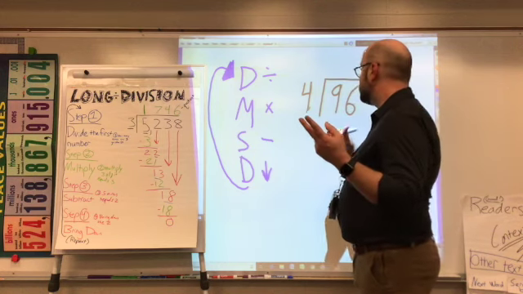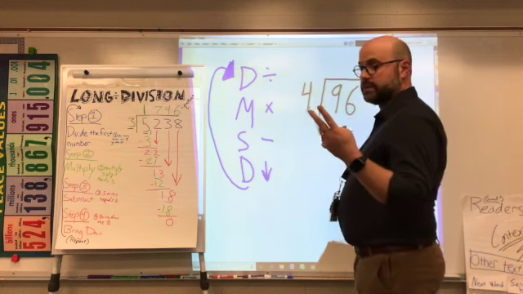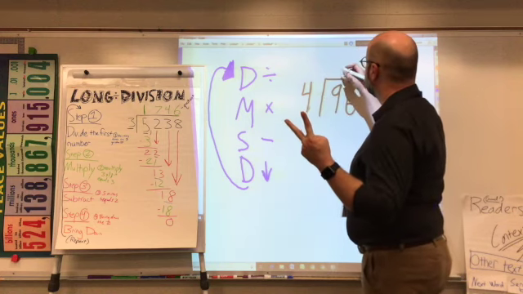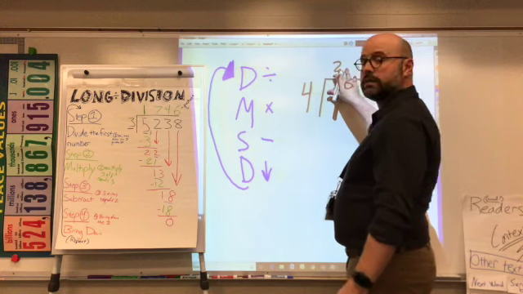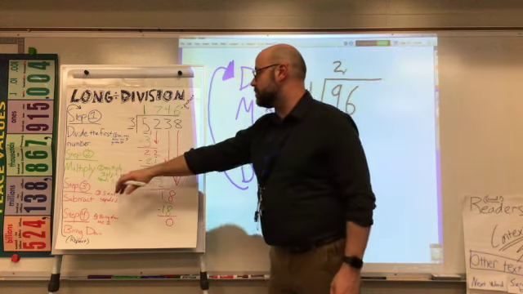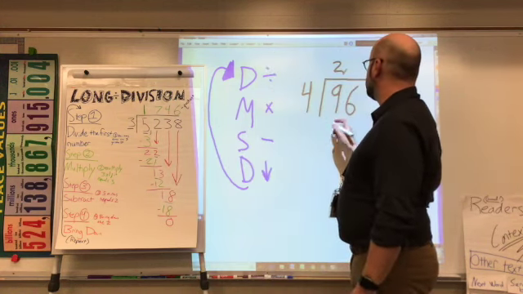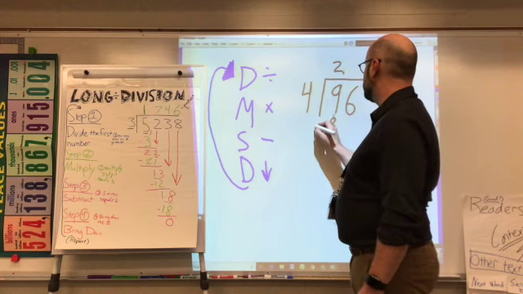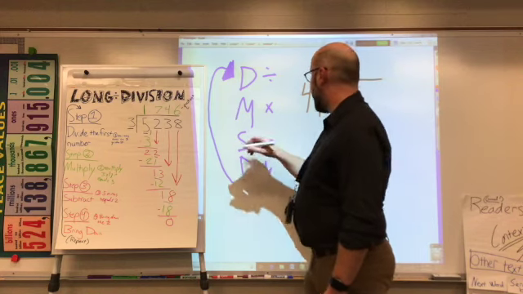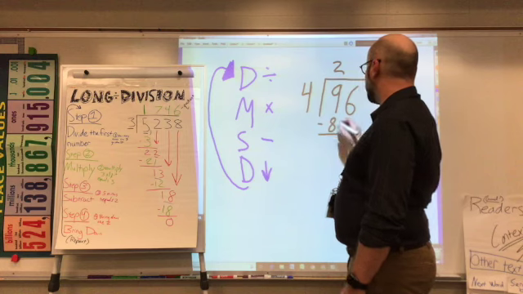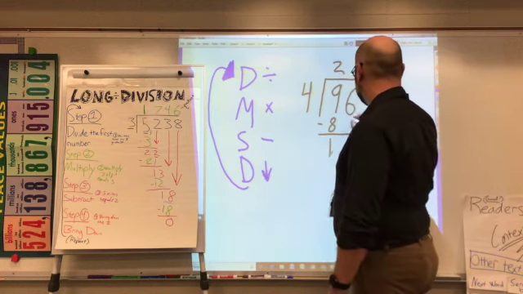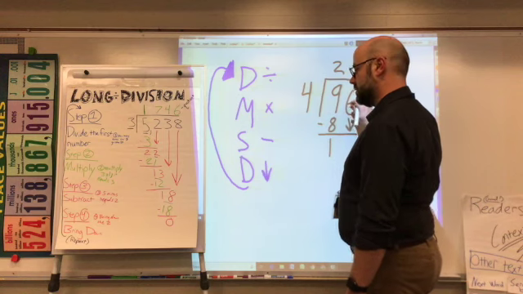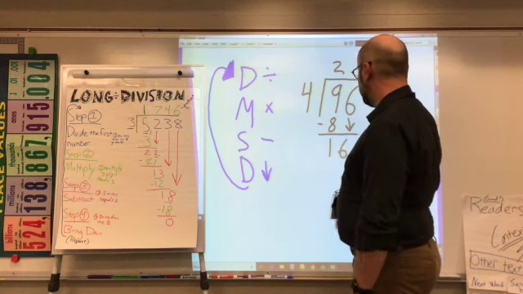4, 8, 12. Oh, 12 is too much, but twice. 4 times, then you put the 2 up there. Then you multiply. Multiply 4 times 2, which is 8. Then you subtract. 9 minus 8 is 1. Then you drop. Drop the number next to it. 16.